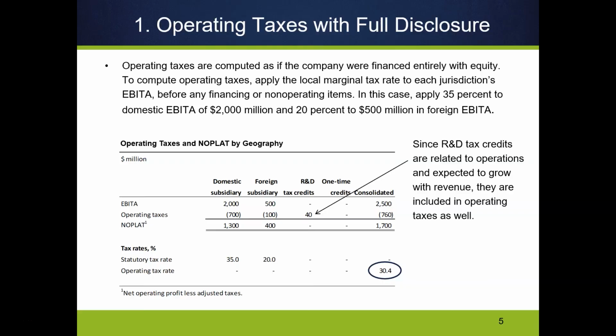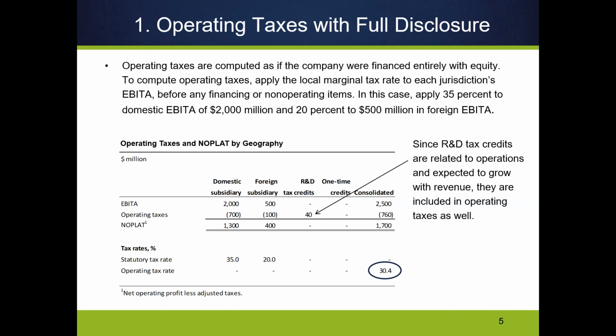Again, NOPLAT is just operating profit less adjusted taxes. This is the adjusted part. But we'll account for the value of the interest tax shield and things like that at a separate point, when we do the weighted average cost of capital. Okay. So in this case, if we have full information and we know the statutory tax rates for both our subsidiaries, it's actually really, really easy.